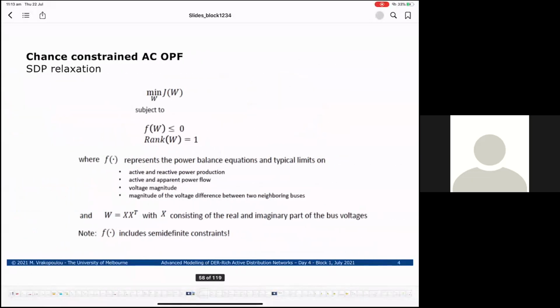I'll go a little bit quickly on summarizing the changes. You remember we're talking about the relaxation that depends on a set of constraints that are semi-definite. So you can write the constraints of the ACOPF with the transformation of the decision variables to a decision variable W that contains the real and imaginary parts of the bus voltages. And you can easily write the constraints in this way afterwards.